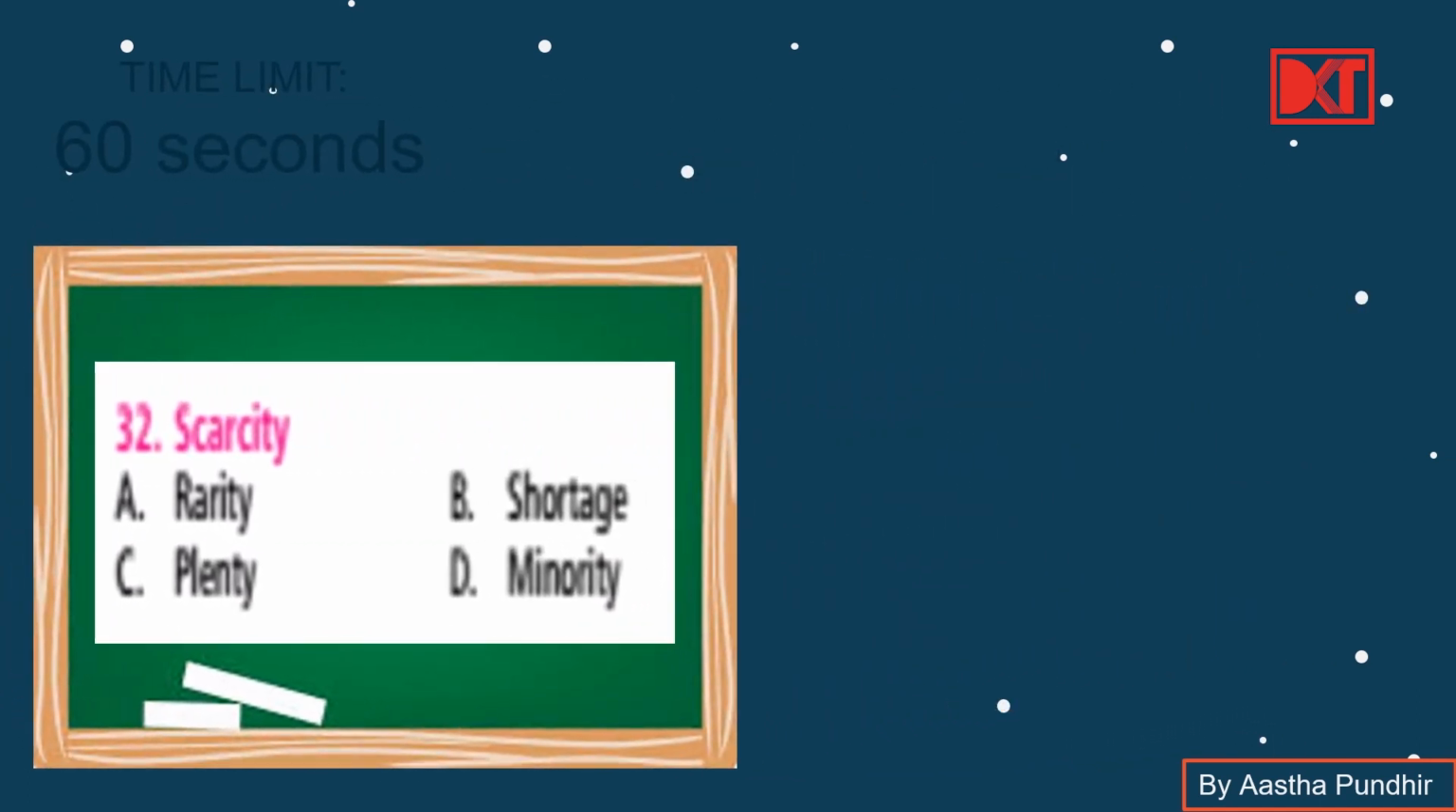Alright, the next word we have is scarcity. Here the options are rarity, shortage, plenty and minority. Scarcity means something which is in less number. Opposite to plenty. Plenty, having plenty, full of something. Other words like rarity, shortage, minority could be synonyms of scarcity, and the antonym is plenty.